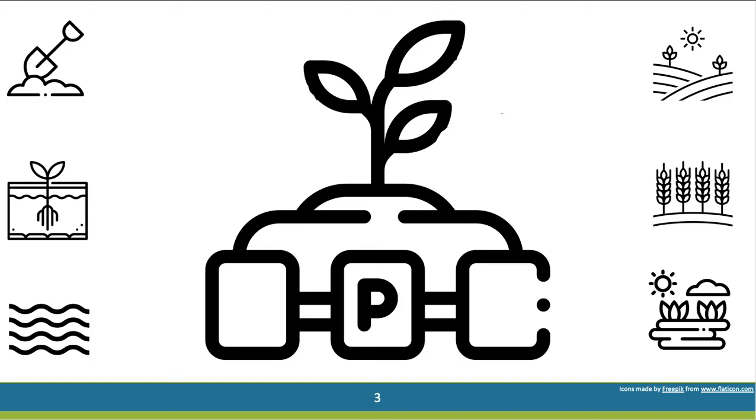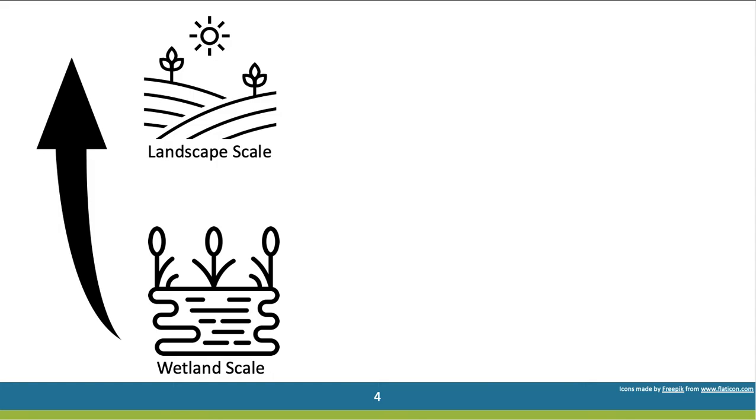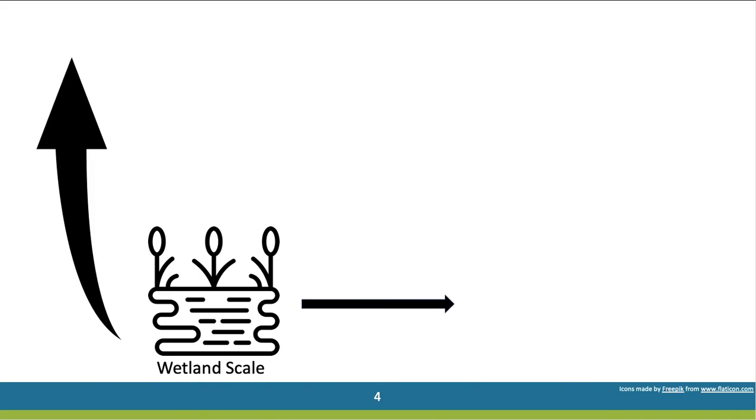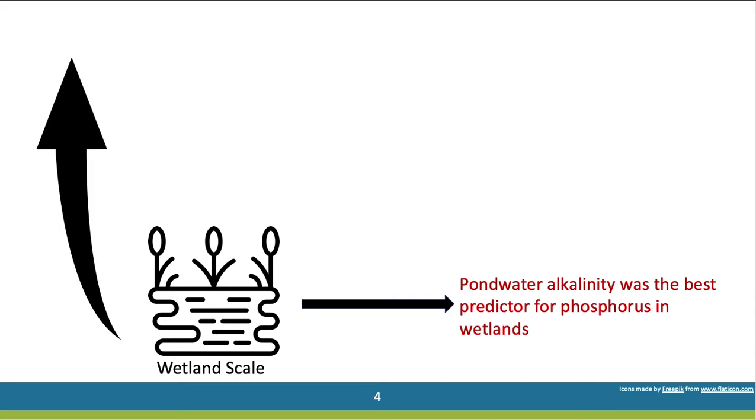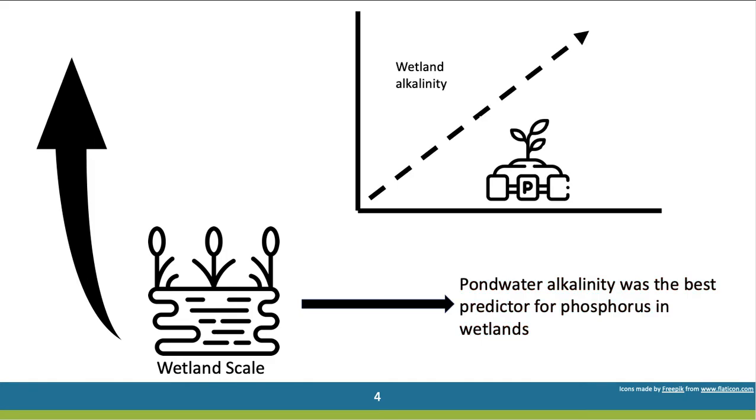We collected this baseline phosphorus concentration from 150 wetlands. We looked at phosphorus in the water, phosphorus in the soil, phosphorus in the sediment, and we have some pretty cool results. So I'm going to start by talking about those results just at the wetland scale, and then we're going to move to how the landscape impacts our wetlands. So at the wetland scale, we found that pond water alkalinity was actually the best predictor for phosphorus in our wetlands, meaning that as alkalinity increased, so did the concentration of phosphorus.